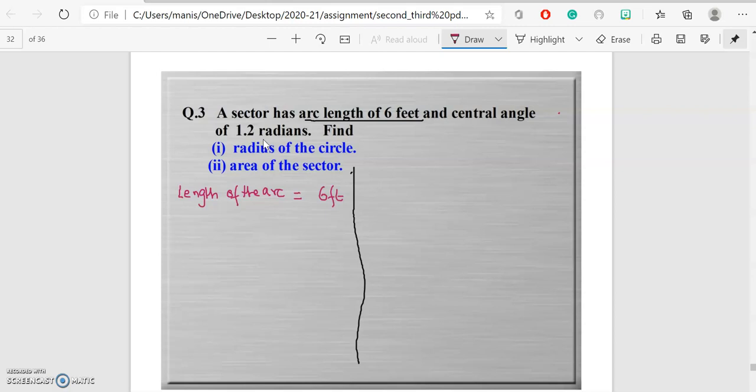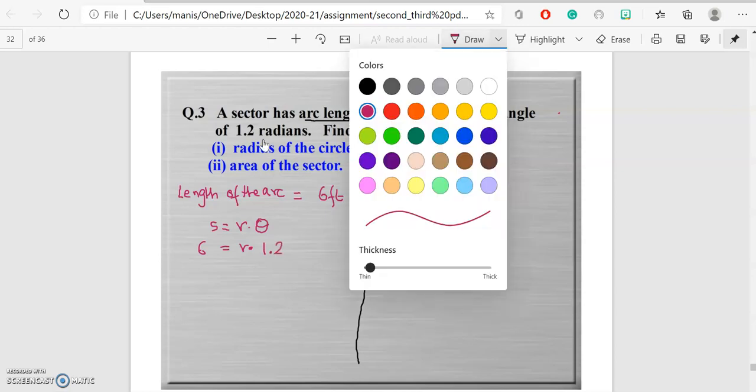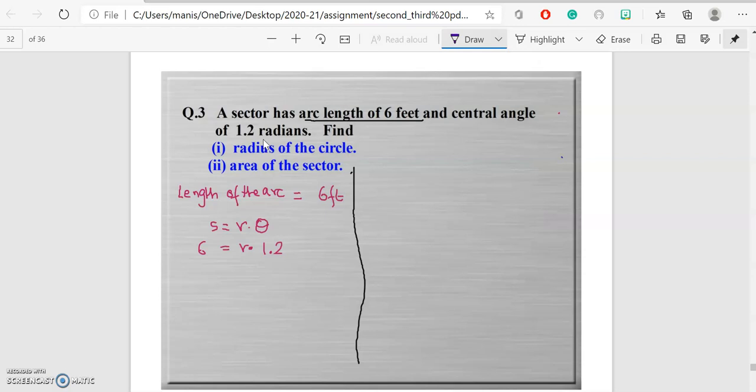So from my prior knowledge, I know my formula for length of the arc is S is equal to R times theta. And 6 feet will come over this part. R, I have to find the radius, but I've been given central angle as 1.2 radians. So I can solve this equation. I can rewrite it like this also, 1.2 times R. So it will look like an equation to me. So I will divide both the sides by 1.2.